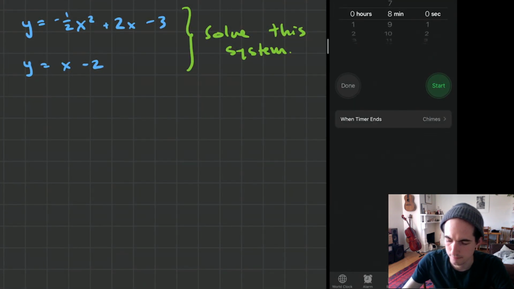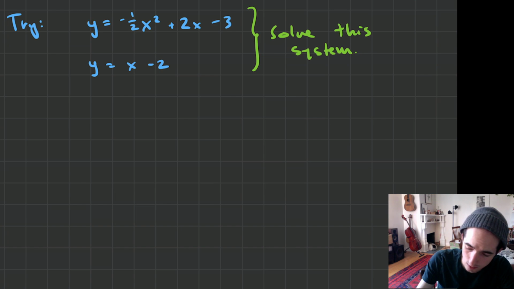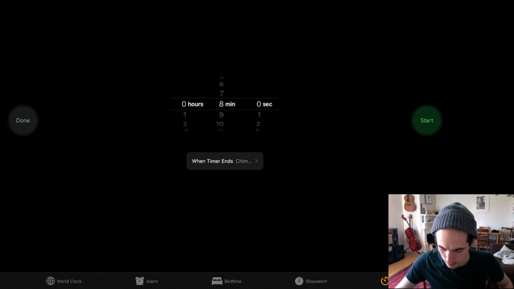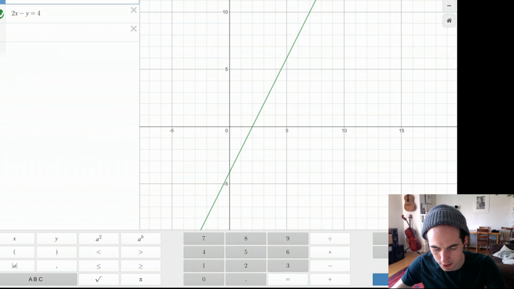Okay, look at that. The long story short to this one is that there are no solutions. Sorry, guys, no solutions. I'm not going to go over the entire process. I will graph these two though. Let's graph both of these equations and see what we get.